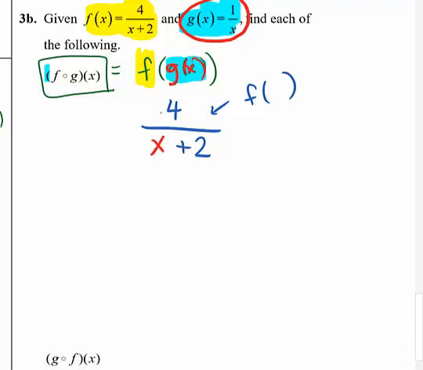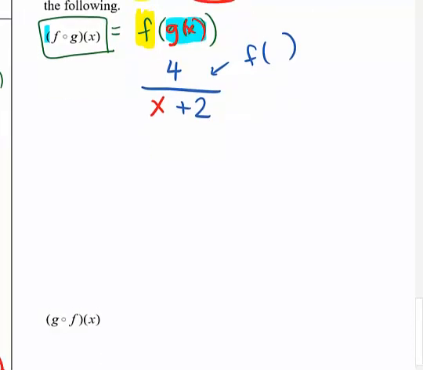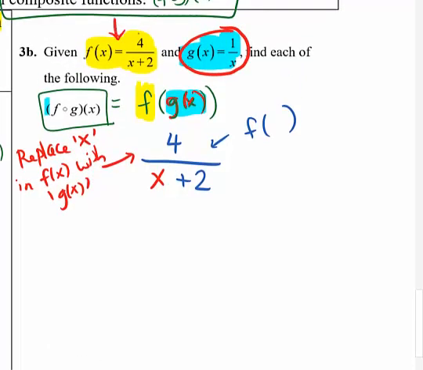So where the x was, hopefully this helps, this is me replacing the x in f of x with g of x. So just picture this yellow function here. It's 4 over x plus 2. What if I took that x, threw it away, and put a g of x there instead? There it is. So I think that's what we've written now. That's your first step, and now I'll actually write g of x out.